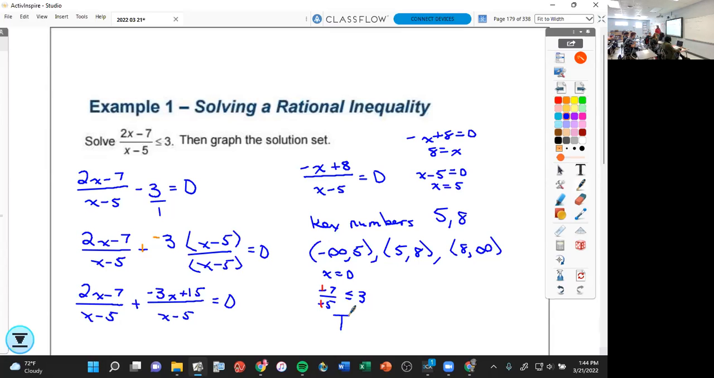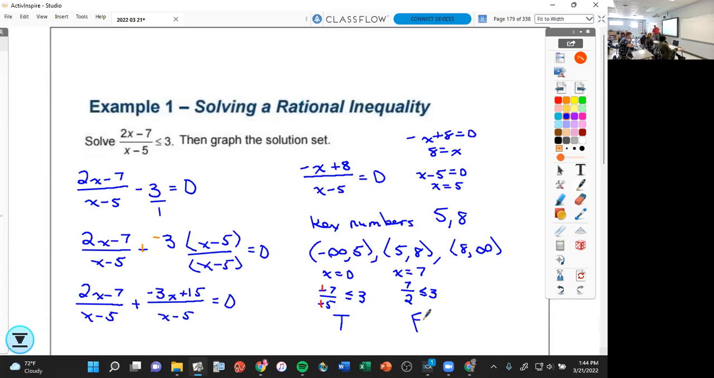How about a number between 5 and 8? Okay, 7, I don't care. So plug a 7 in there. That gives me 7 over 2. 7 over 2 is less than or equal to 3. 7 over 2 is 3.5. 3.5 is not less than or equal to 3, so that's false.